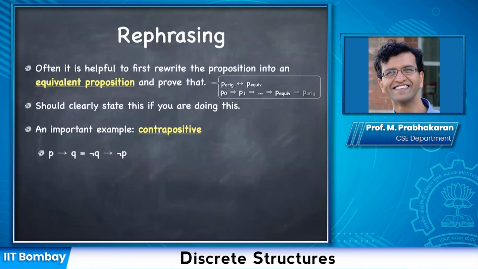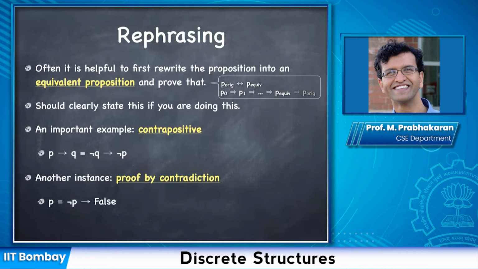Okay, here's another example of rephrasing, which you may have come across, and that is proof by contradiction. So why is proof by contradiction rephrasing, or what do I mean by proof by contradiction here? You're supposed to prove some statement P. Here is an equivalent statement you can rephrase it as: not P implies false.